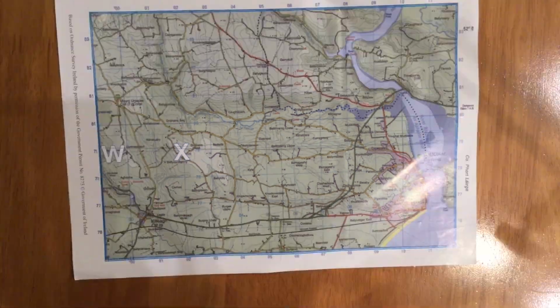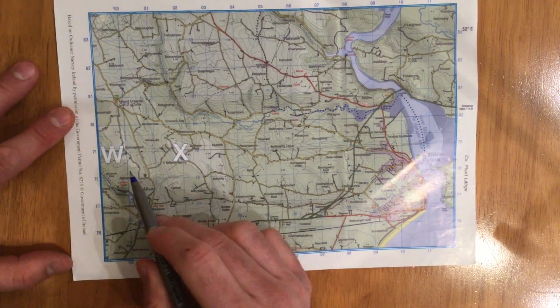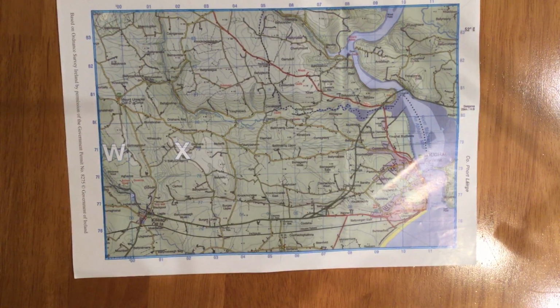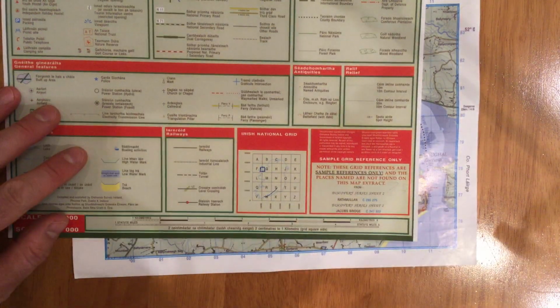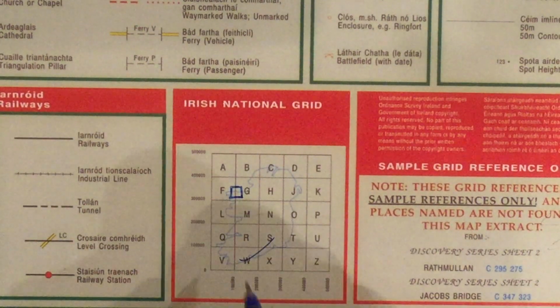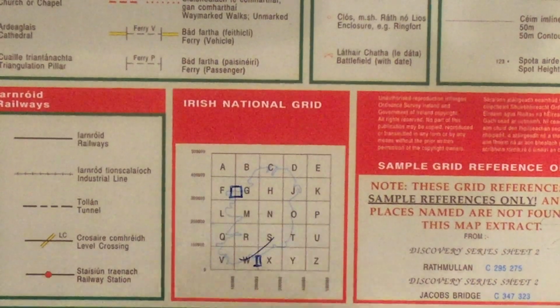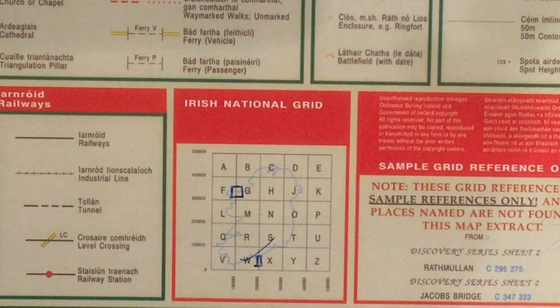And you can see that here. W and X. So this one is down in the bottom here. W and X, that's the area of Ireland that we're talking about.